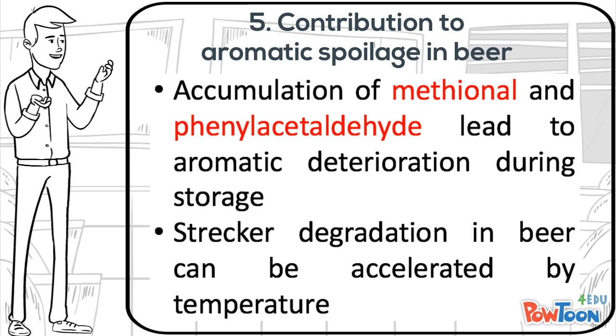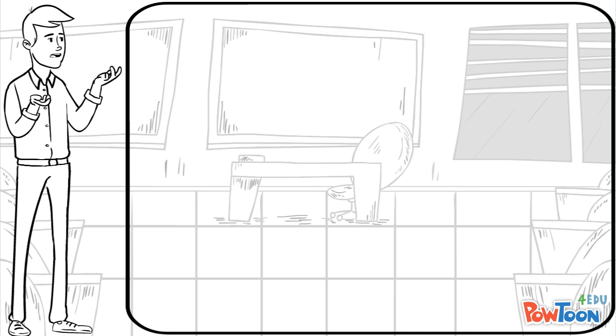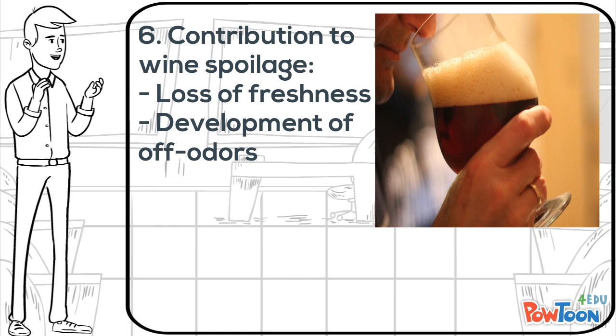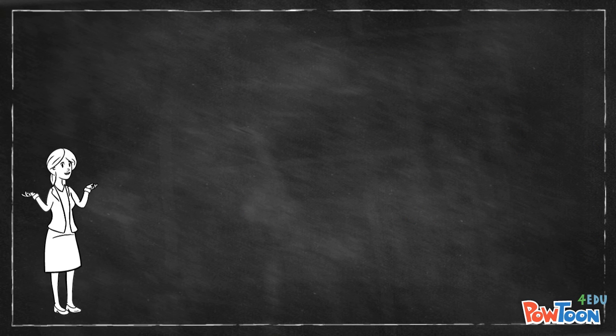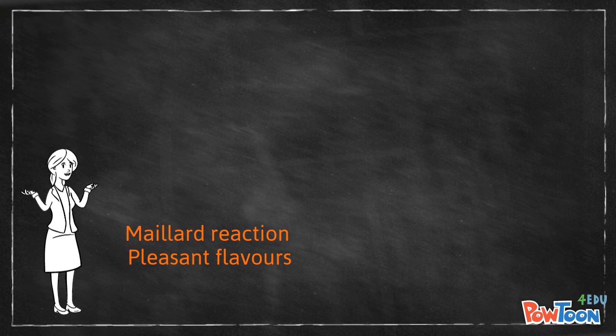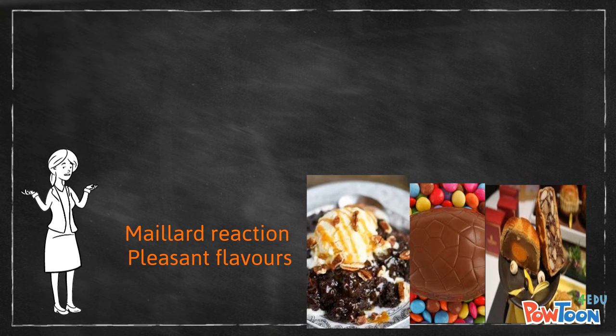On the other hand, Strecker aldehydes were also found in wine. They contribute to wine spoilage by decreasing the freshness and inducing off-odor development. The formation of Strecker aldehydes in wine is affected by temperature and the level of dissolved oxygen. The Strecker degradation of amino acids has emerged as a seemingly endless source of flavor-significant compounds since its discovery almost 150 years ago. Maillard reaction is related to pleasant flavors.